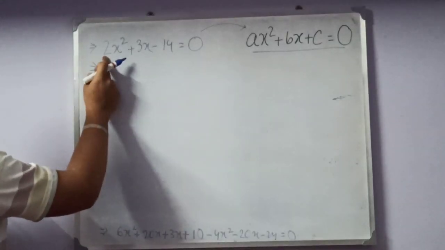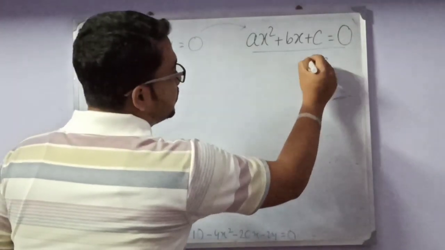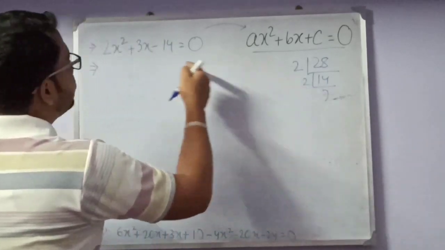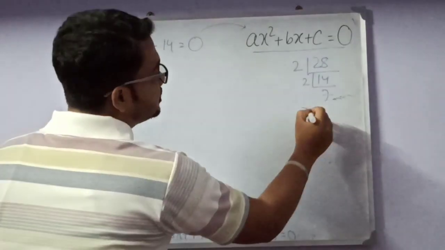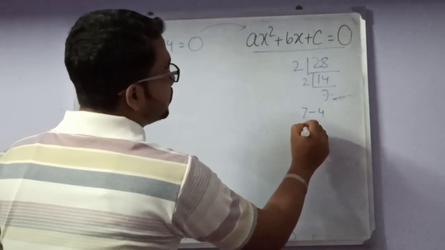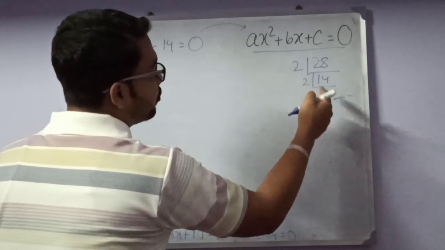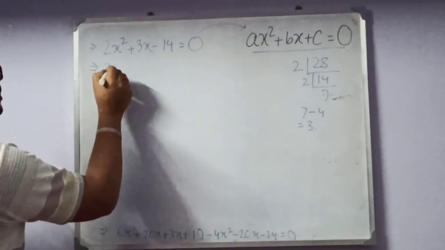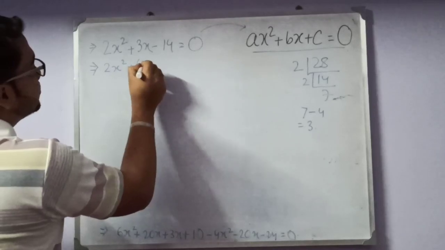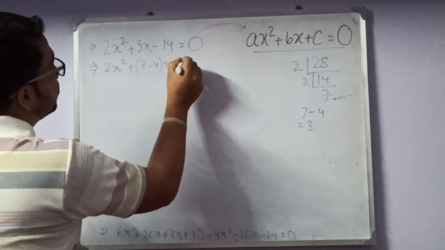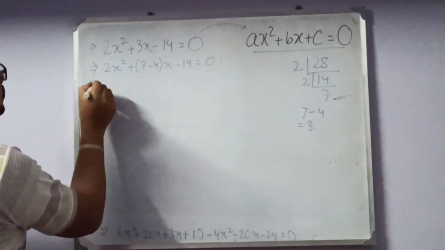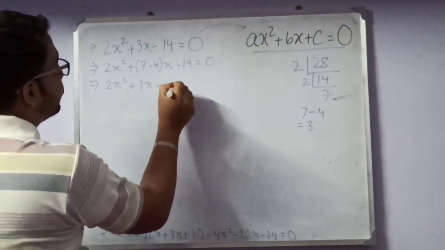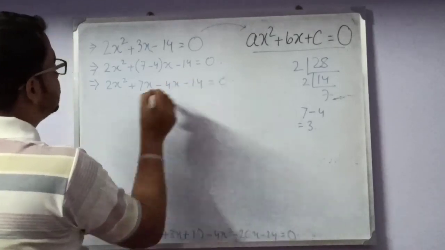Again, 14 and 2 means 28. Factorize it. From these factors we have to make 3. So 7 minus 4 is equal to 3. This 7 and 2 twos are 4, minus 3. So we have put 7 minus 4 for this 3. 2x² plus 7 minus 4 is equal to 0. 2x² plus 7x minus 4x minus 14 is equal to 0.